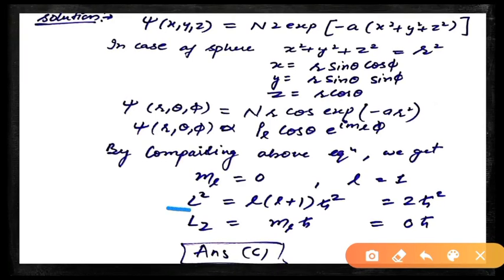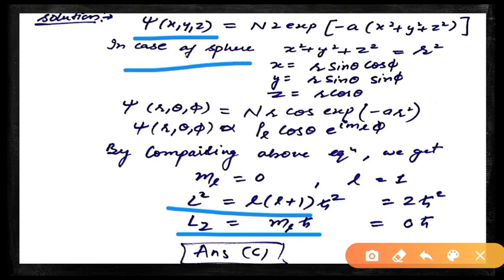So we know that L square equal to l(l+1)ħ square and Lz equal to mₗħ. So that means simply we have to find out the value of small l and mₗ from the given wave function. So here the given wave function is N z exponential minus a (x square plus y square plus z square). Here he is talking about the angular momentum, so we have to change this system into the spherical coordinates.